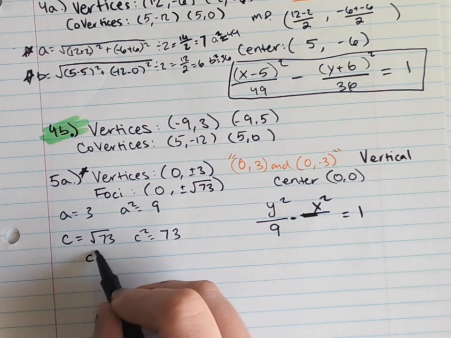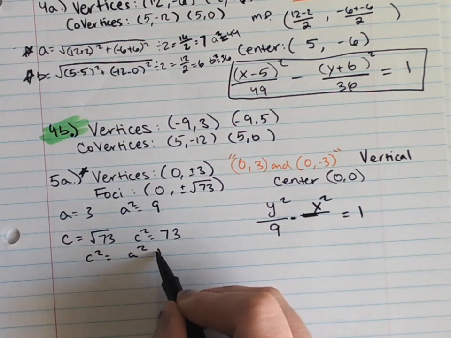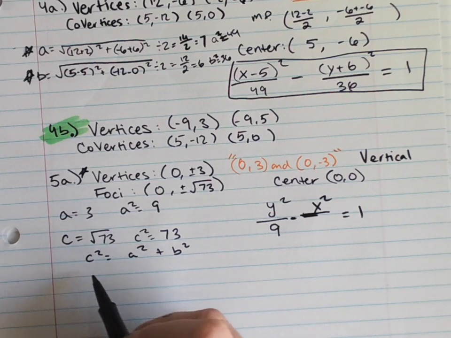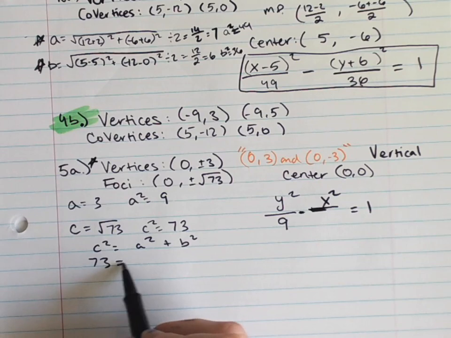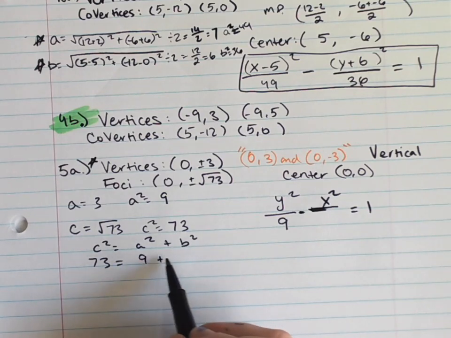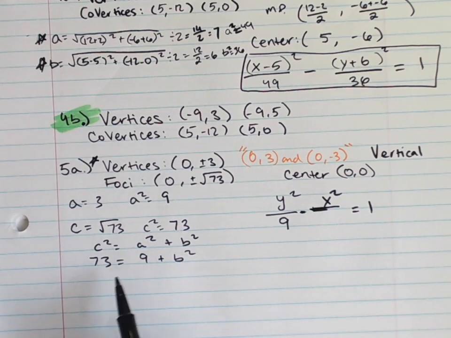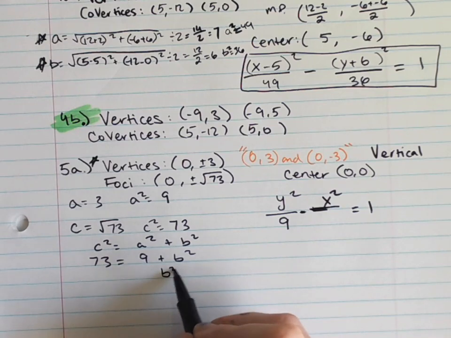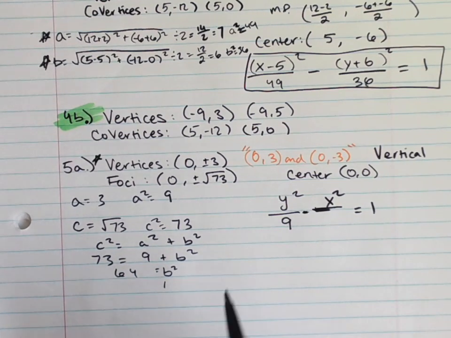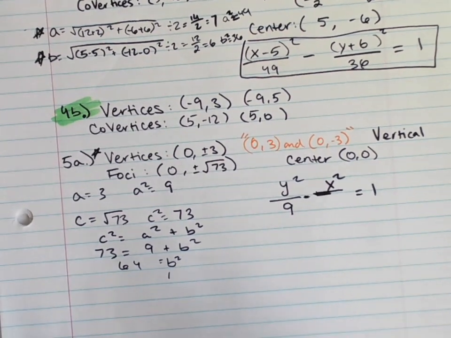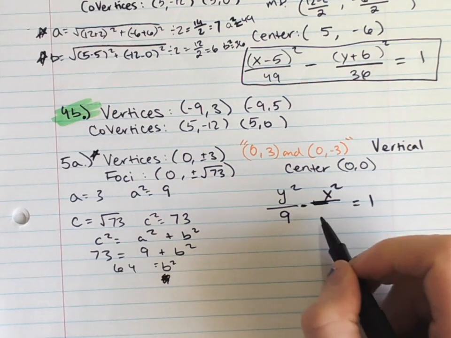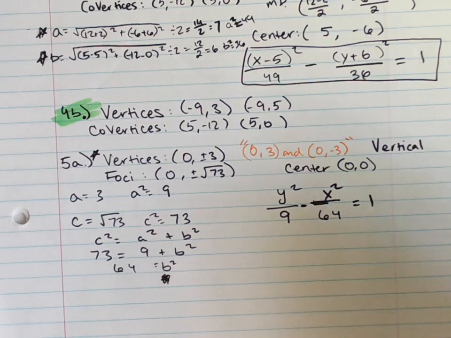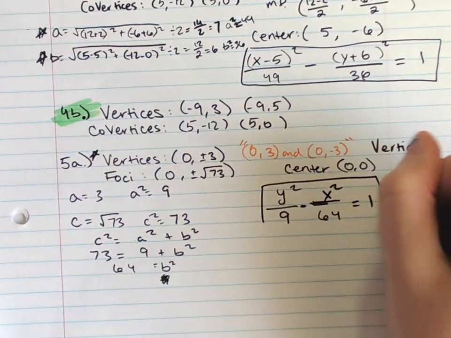Now we're going to do that equation. C squared is equal to A squared plus B squared. We just plug stuff in and solve for B. So 73 goes here, 9 goes there. I'm going to subtract both sides by 9 and get B squared equals 64. So we could keep going and say B equals 8, but we don't really need that, so I don't know why I did this. So this is B squared. We're just going to slap 64 right there, and then we'll be done.